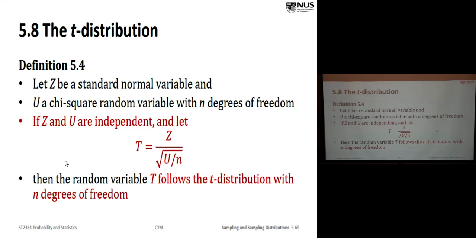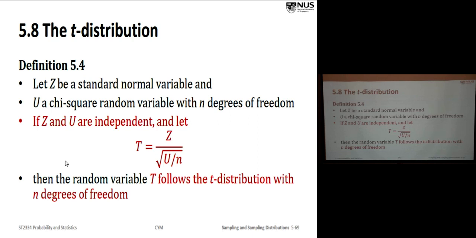So we suppose that Z is a standard normal random variable, that is, mean 0 and variance 1, and independently U is a chi-square random variable on n degrees of freedom, and we define a new random variable capital T, which is defined to be the ratio of Z divided by the square root of U over n, where U is this chi-square.